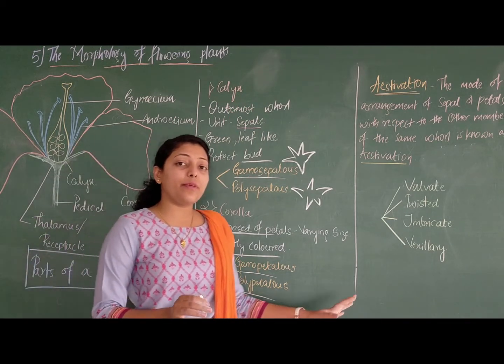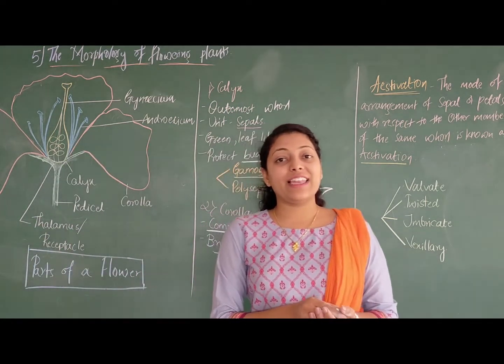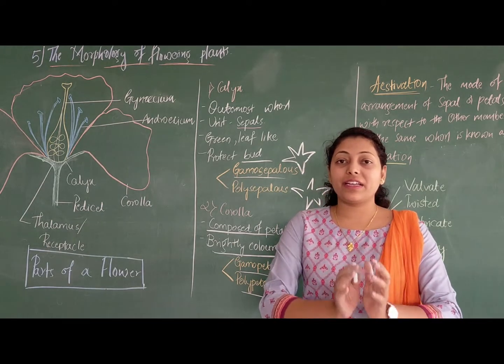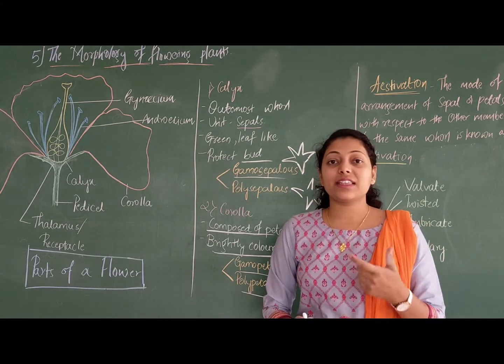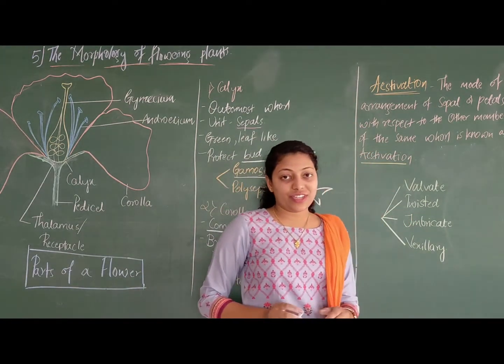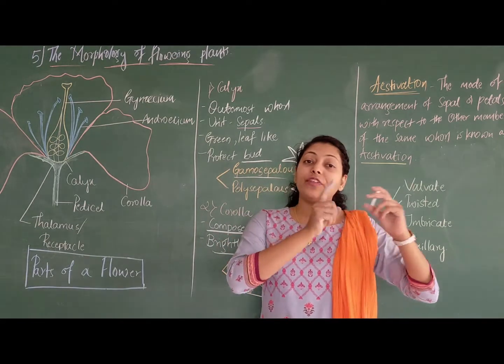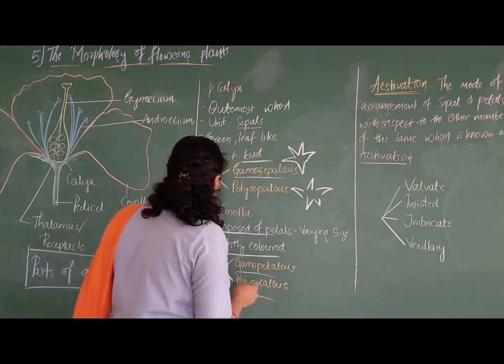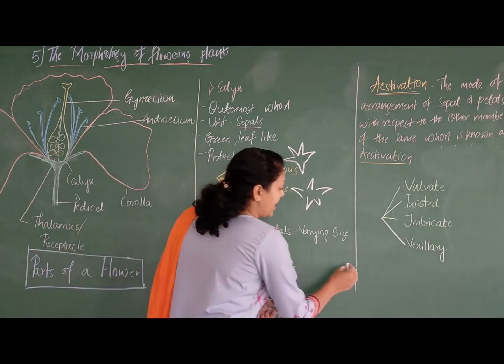Now we'll see about the arrangement of calyx and corolla in a flower. This typical arrangement of calyx and corolla in a flower is called aestivation. We can go back to the previous thought, where I referred to the word phyllotaxy.